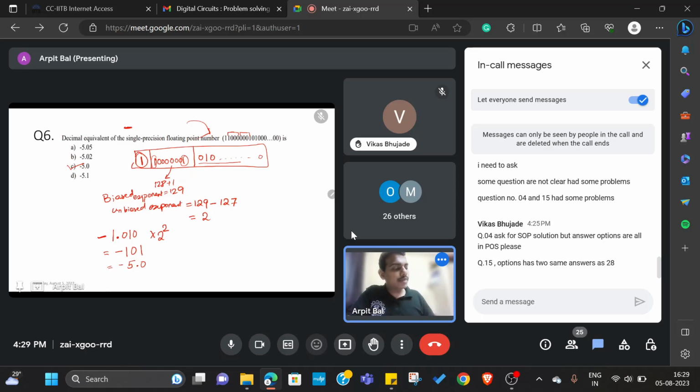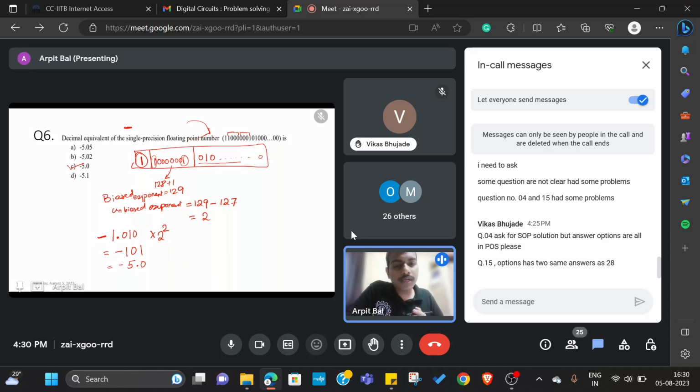The next 8 bits will represent your exponent. So basically this is the biased exponent. The biased exponent in this particular question was 129. Okay, from the biased exponent you need to come to the unbiased exponent. The unbiased exponent is obtained after subtracting 127. You have 129 minus 127, that is 2.